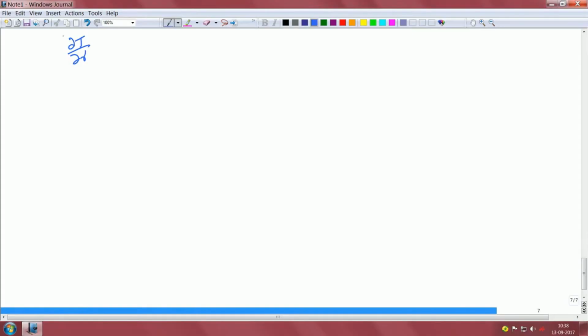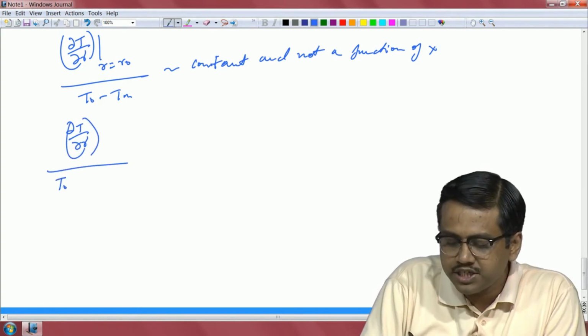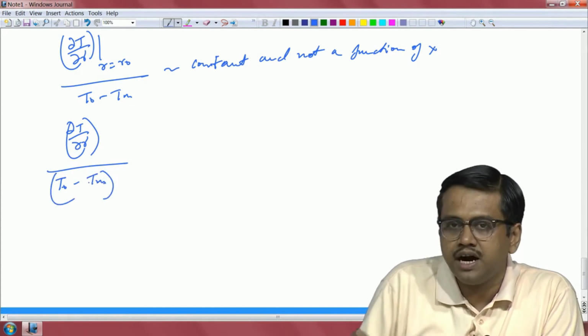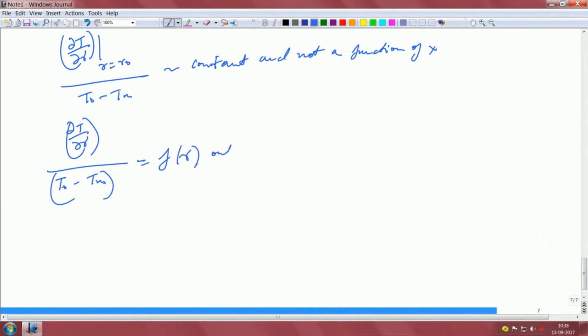So last class what we saw was that dT/dr evaluated at r equal to r naught, divided by T naught minus T m, is basically a constant, not a function of r, not a function of x. But we know that dT/dr by definition is a function of both x and r. So one can conjecture that perhaps dT/dr divided by T naught minus T mean will be a function of r only, because T naught minus T m is a function of x.